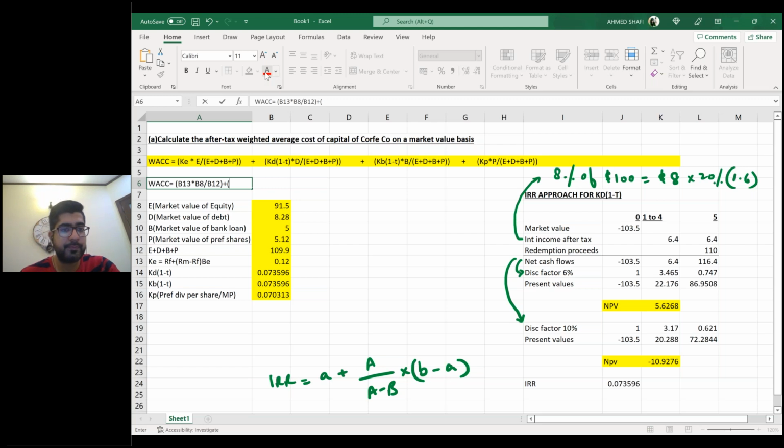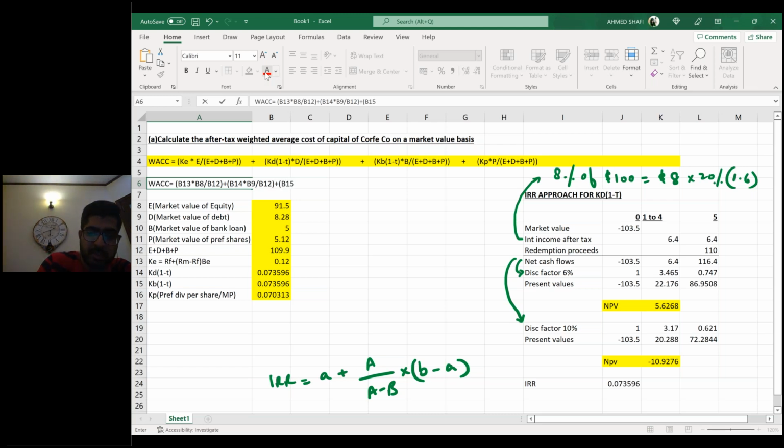Plus KD(1 minus T). KD(1 minus T) is in cell B14, into D. D is in cell B9 over E plus D plus B plus P. That's in B12. Second bracket done. Plus KB(1 minus T). KB(1 minus T) is in cell B15.